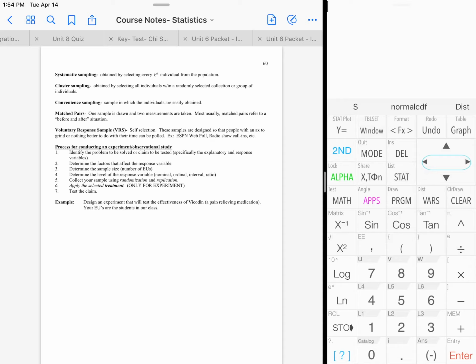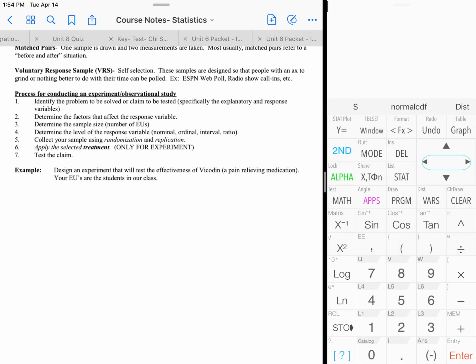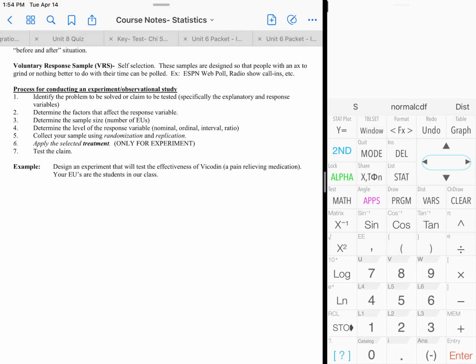So we're looking at page 60, and in this video we're going to work through the process for conducting an experiment or an observational study. And you'll see that the process is very similar for both. It's just a question of what your objective is, number one, but also a couple of little ingredients here and there.